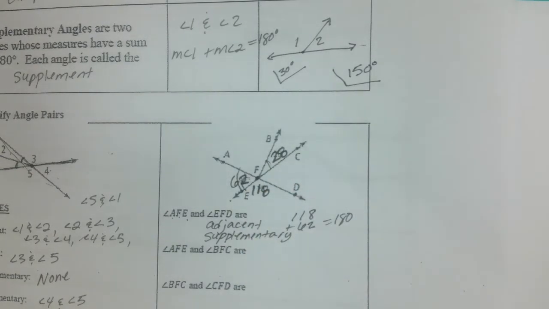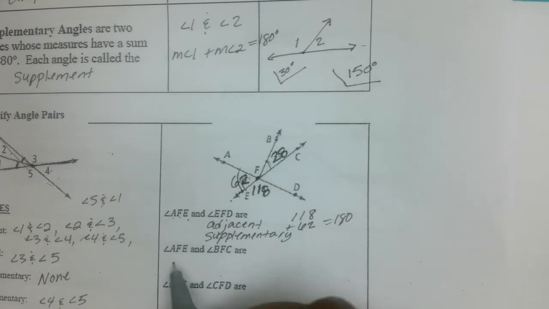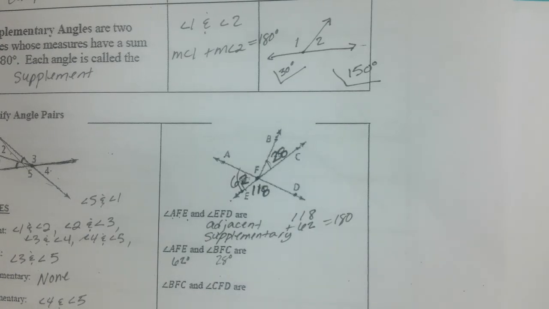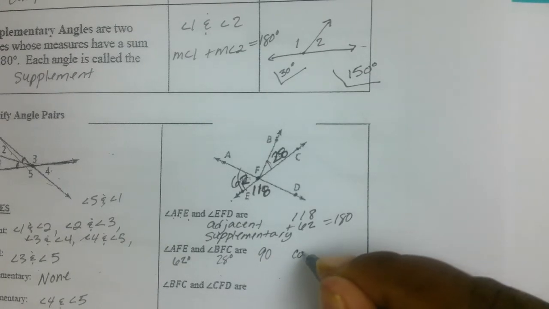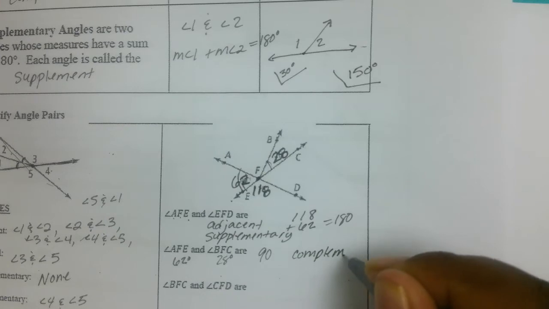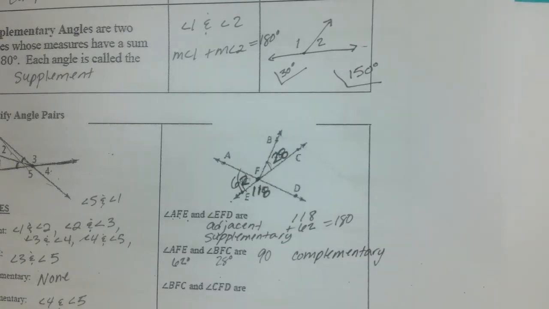Well, let me see if I can see anything about what they add up to be. So this one is 62 degrees, and this one is 28 degrees. When I add 62 plus 28, oh, I get 90. So these are complementary. So even though they were not next to each other to make 90 degrees, when I added them together, they equaled 90 degrees, so they're complementary.